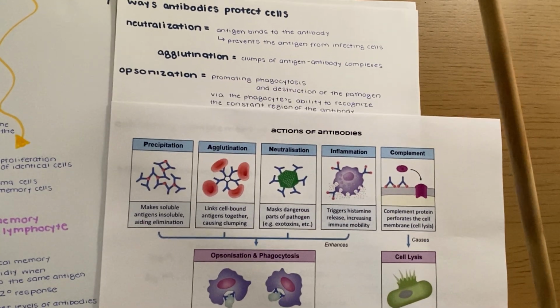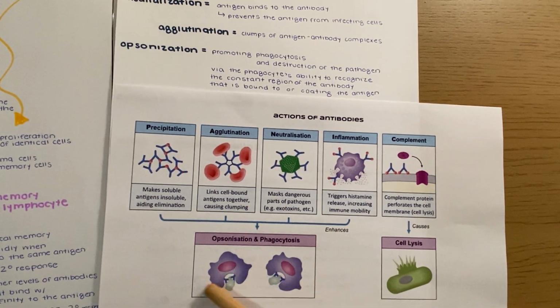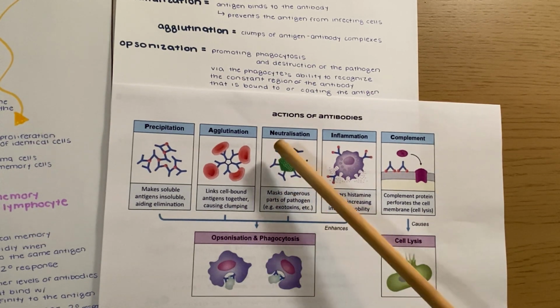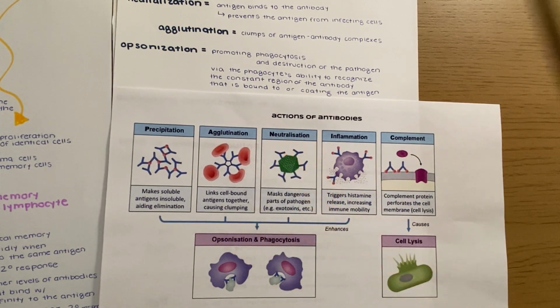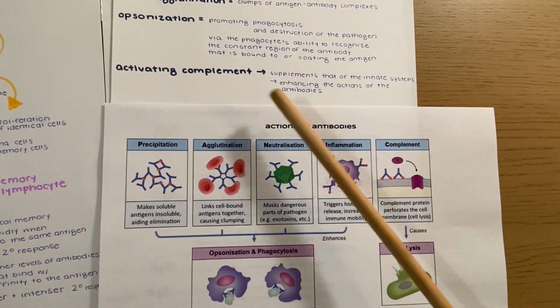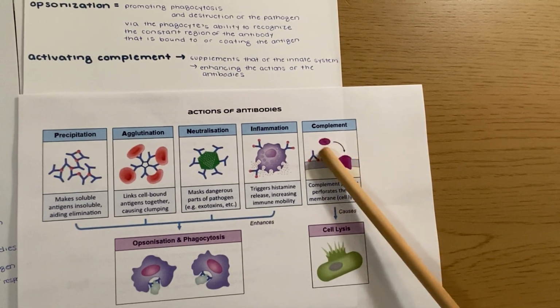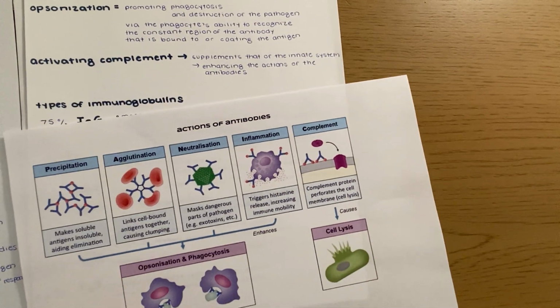And then there's opsonization, which promotes phagocytosis, because, well, you don't really need to know this, but phagocytes can recognize this end portion of the antibody, the Fc region, the constant region. And then it can also activate complement, which can insert a membrane attack complex, MAC, and then that causes cell lysis, so the infected cell will die.